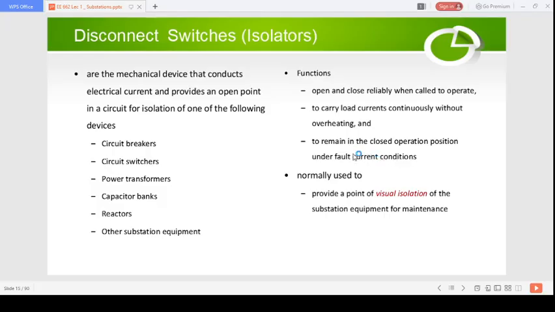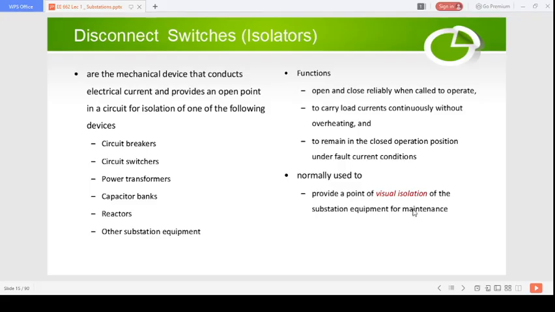So this is normally used to provide a point of visual isolation of the substation equipment for maintenance. As I said, this is not for breaking a short circuit current or any type of fault current or a load current. So this is basically to provide the visual isolation. Once this is open, you can visually see that it's open, and whoever is going to do the maintenance knows that that part of the substation is open without any issue. So he can perform the maintenance without any fear.